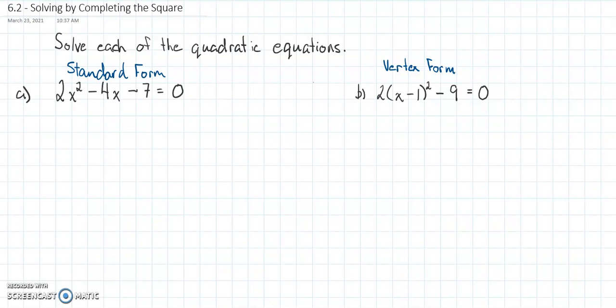When it's in standard form, we learned the technique of factoring, so we solve by factoring. When it's in vertex form, there's only the one x that we can see in the equation, so we saw that we can solve by isolating.